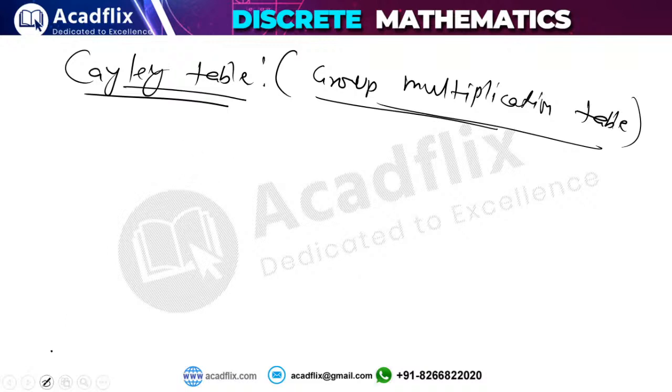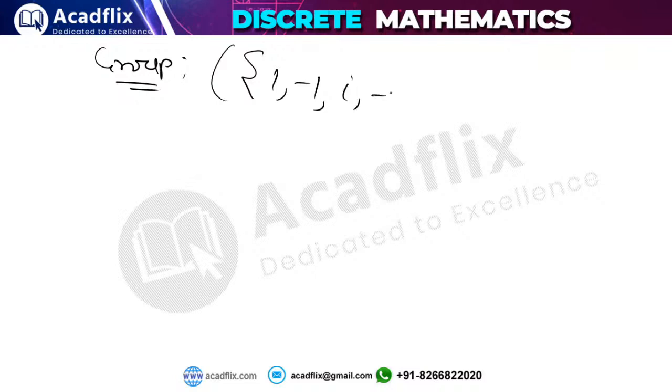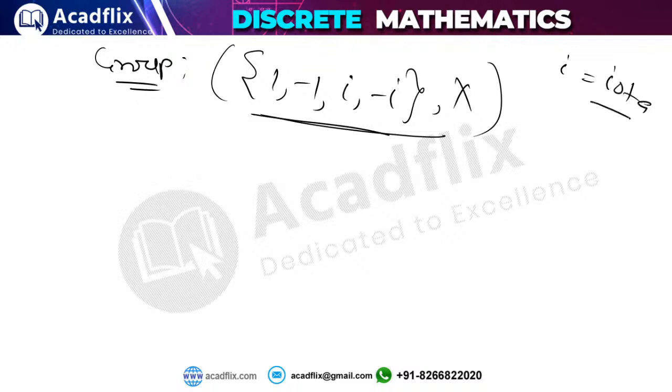Let's take one simple example. I'm going to give you a new group that we have not seen so far. Consider the set {1, -1, i, -i} with multiplication. This is the group. Remember, what is this i? This i is called iota.